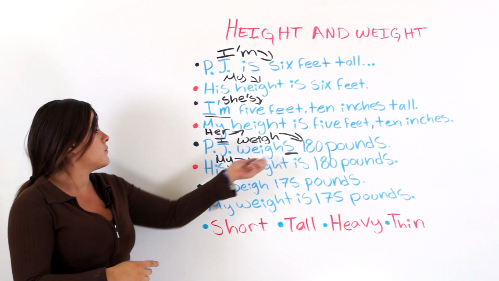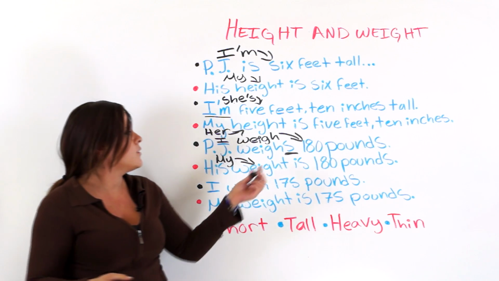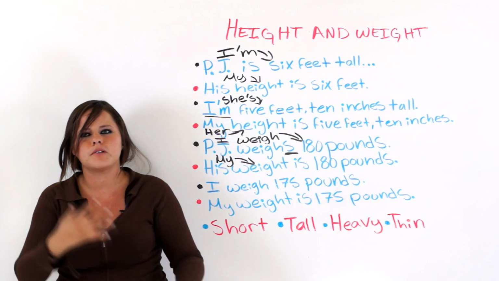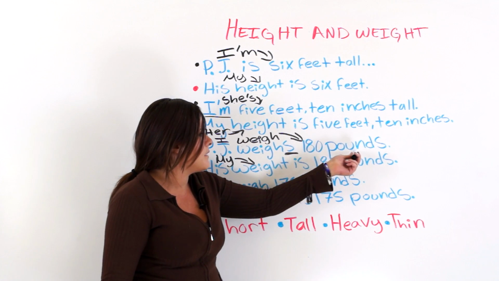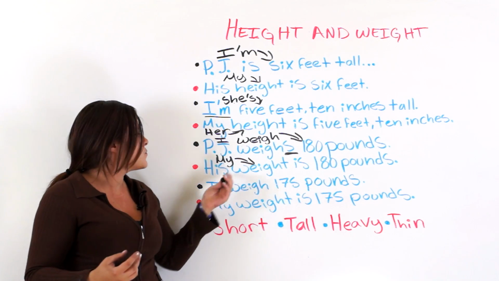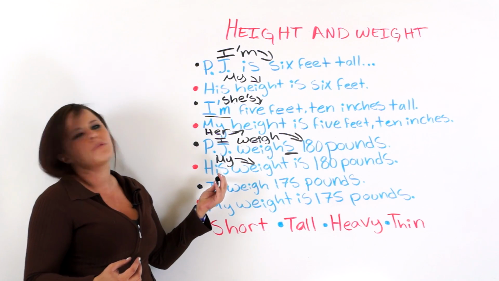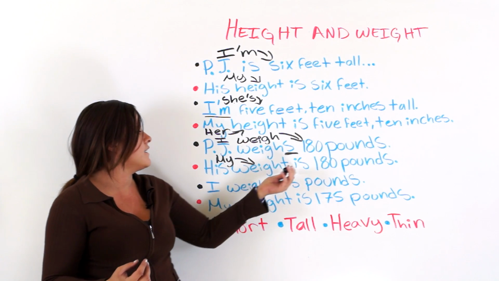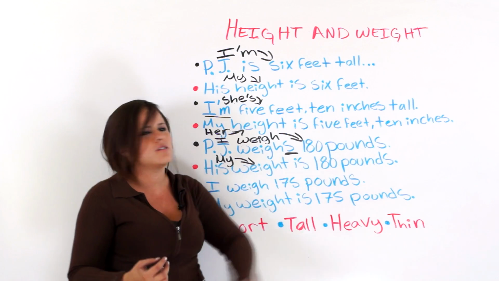I'm going to say PJ weighs, or he weighs, okay? He weighs with the S because I'm talking about somebody else, 180 pounds. And if they ask me what's his weight, I'm going to say his weight is, using this possessive adjective, his weight is 180 pounds, okay?